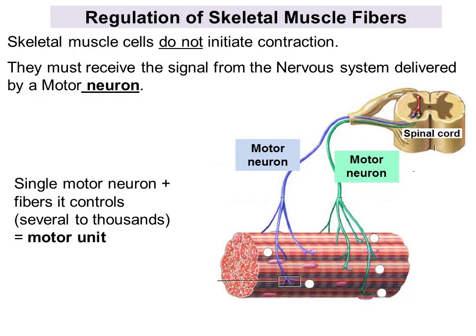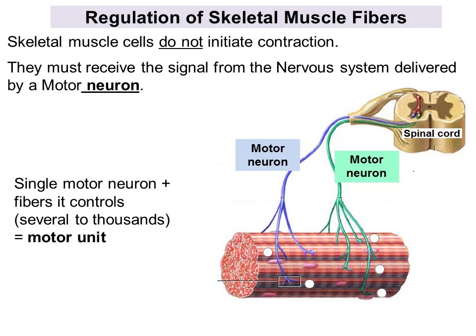Now, notice our motor nerves as they approach the muscle cells. Now we've got a number of muscle cells here. These aren't myofibrils. Each one of these is a muscle fiber. And what's another name for a muscle fiber? A muscle cell. Muscle fiber is a muscle cell.